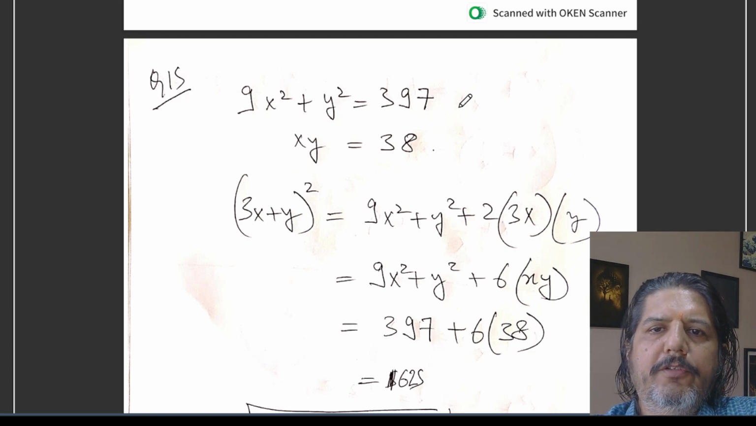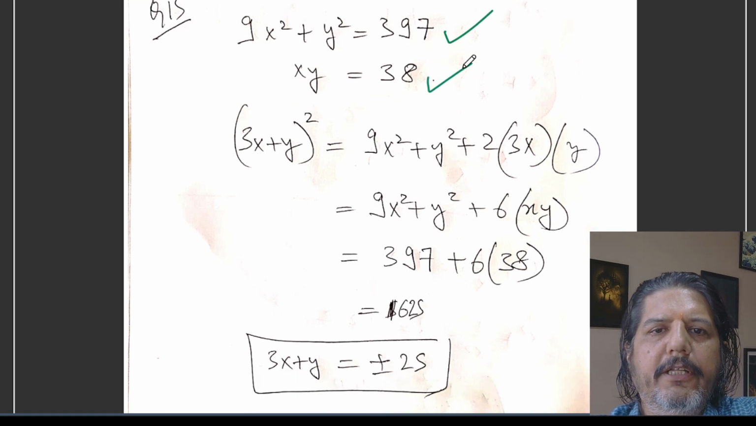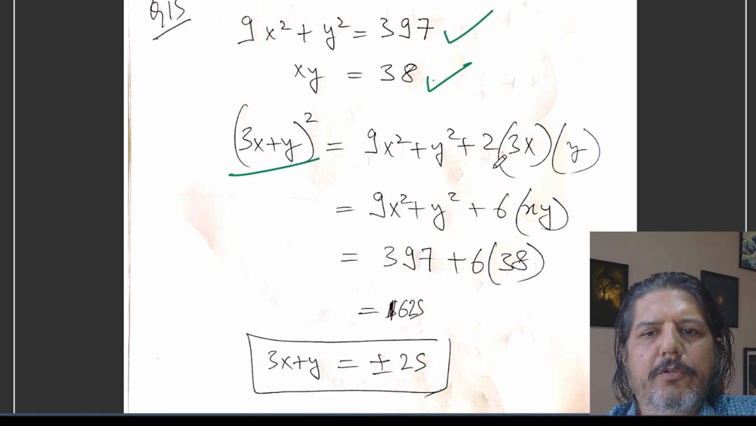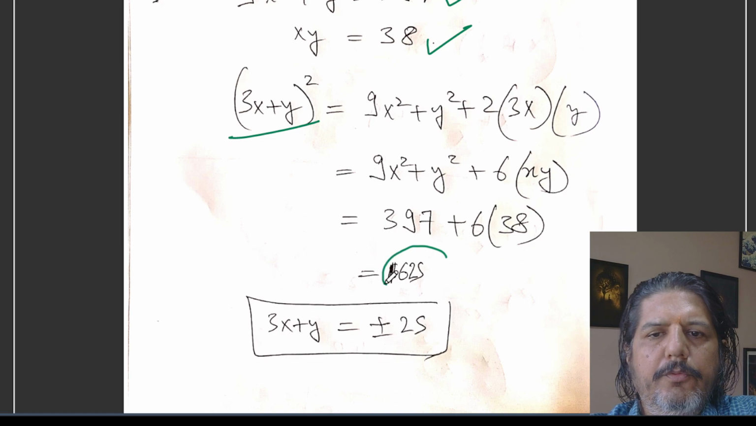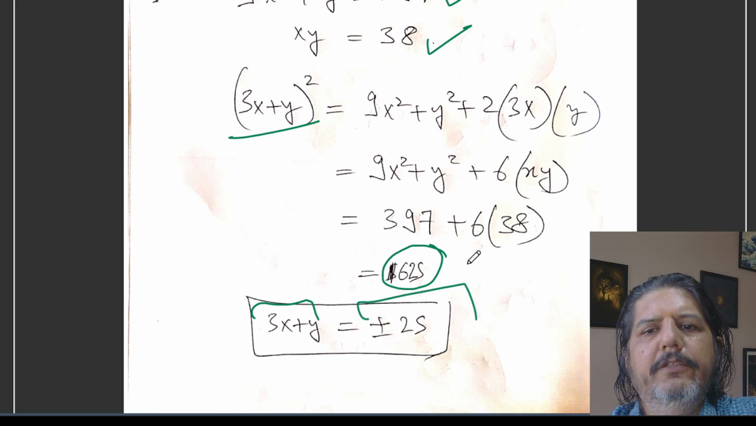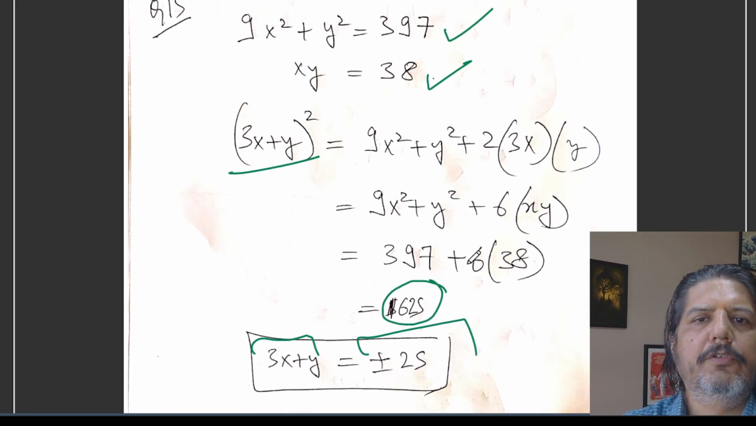So 9x square plus y square is equal to 397, xy is equal to 38, 3x plus y whole square is equal to 625, and therefore 3x plus y would be equal to plus minus 25. So this is the solution for the question.